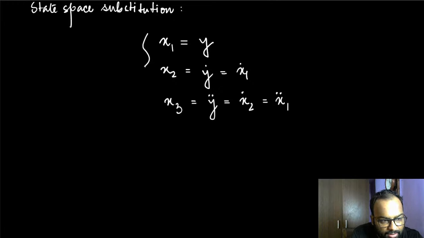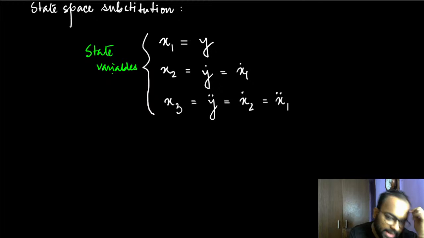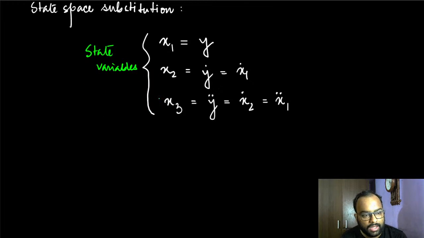The thing is, these variables x1, x2 and x3 are called the state variables. Just keep the names in mind. I'm going to explain soon why they are called state variables. And that's why, based on this, the name is state variable modeling technique, or rather state space modeling technique. These variables x1, x2, x3 are called the state variables.